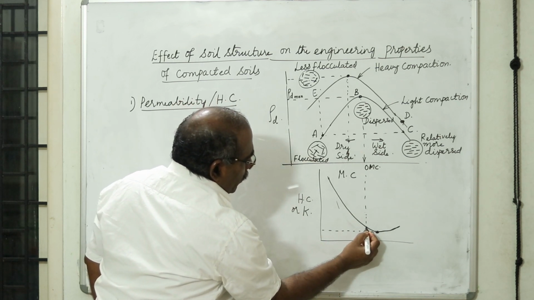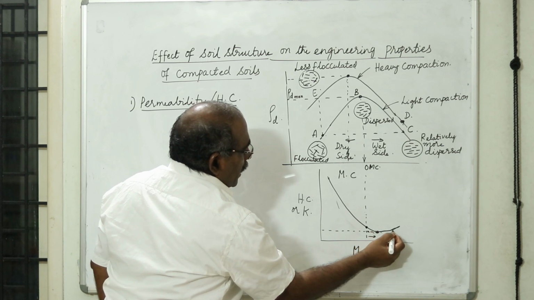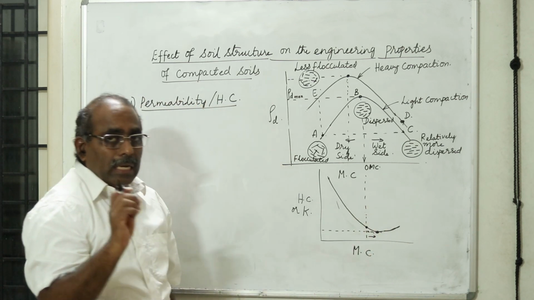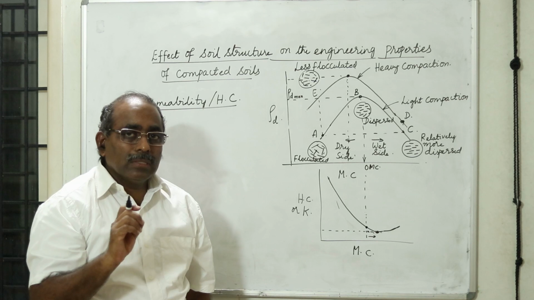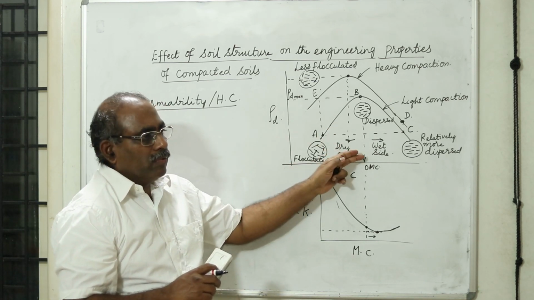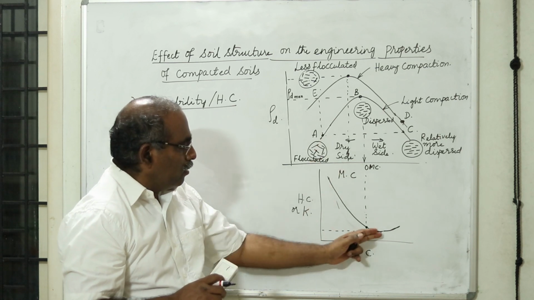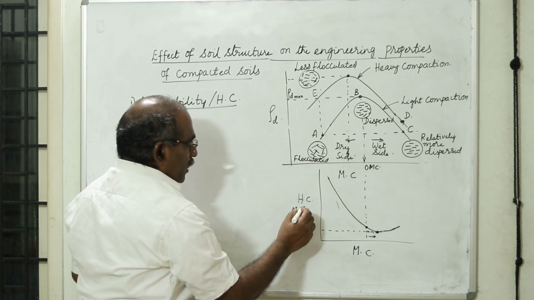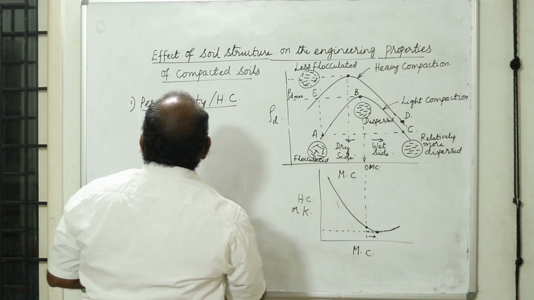The difference is not much compared to the OMC, and further there is a slight increase, because of the reduced density, therefore you get more water seeping through, and the hydraulic conductivity increases. This is the variation of the permeability.